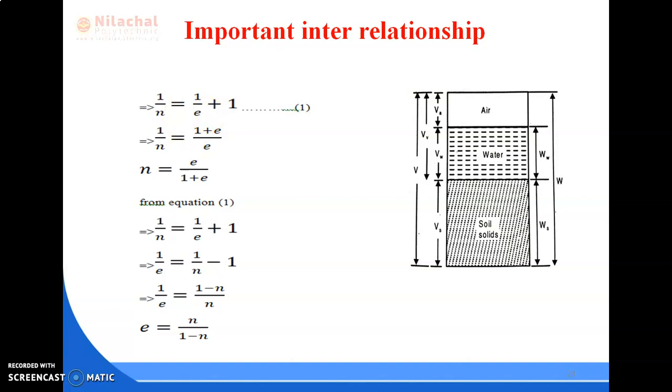Again from equation 1, 1 by n equals 1 by e plus 1, which implies 1 by e equals 1 by n minus 1, which implies 1 by e equals, subtract this, (1 minus n) by n. Again we have to find out e value, so we reverse it, as it is the value of 1 by e. So obviously e equals n by (1 minus n). This is the relationship between e and n, and this is the relation between n and e. You have to remember this interrelationship between n and e.